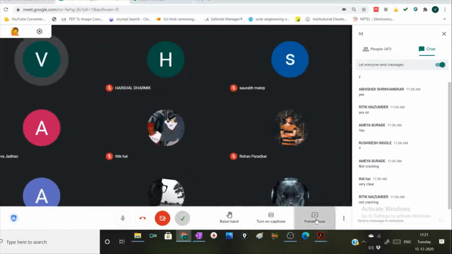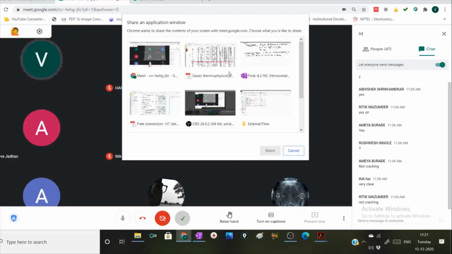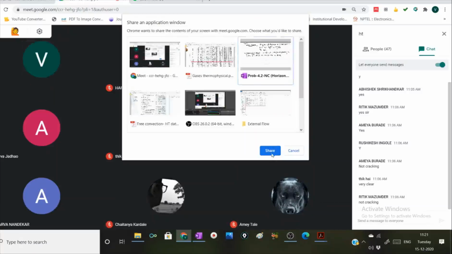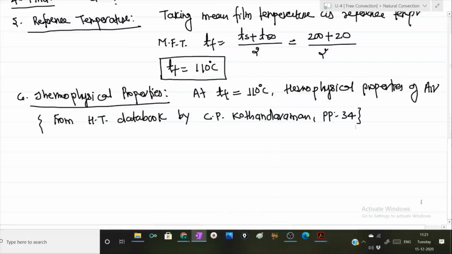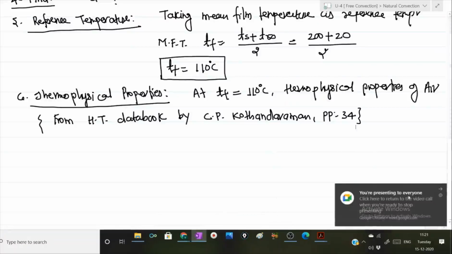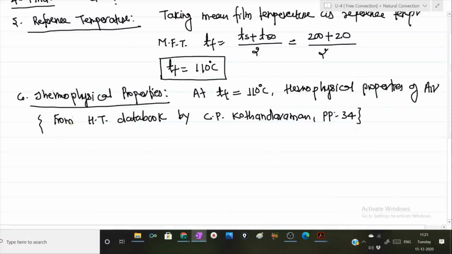Now let us once again switch me to my OneNote screen. So by interpolation, now I have to make one formula on the calculator. That is any thermophysical property, unknown thermophysical property at 110 degrees Celsius can be calculated by this interpolation formula.